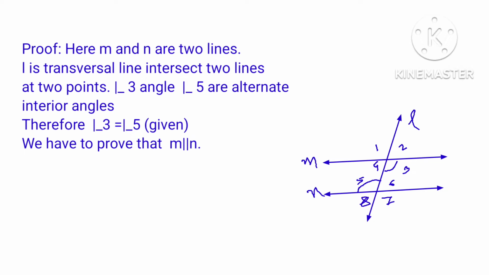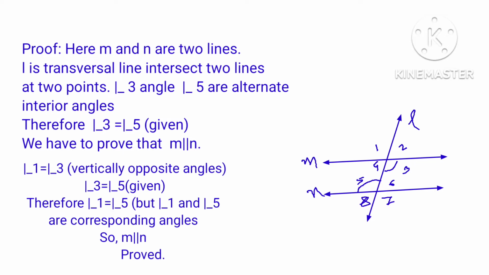Proof. Here L is a transversal line and M, N are two lines. L intersects the two lines at points M and N. So, angle 3 and angle 5 are alternate interior angles. Then we have to prove that M and N are two parallel lines.